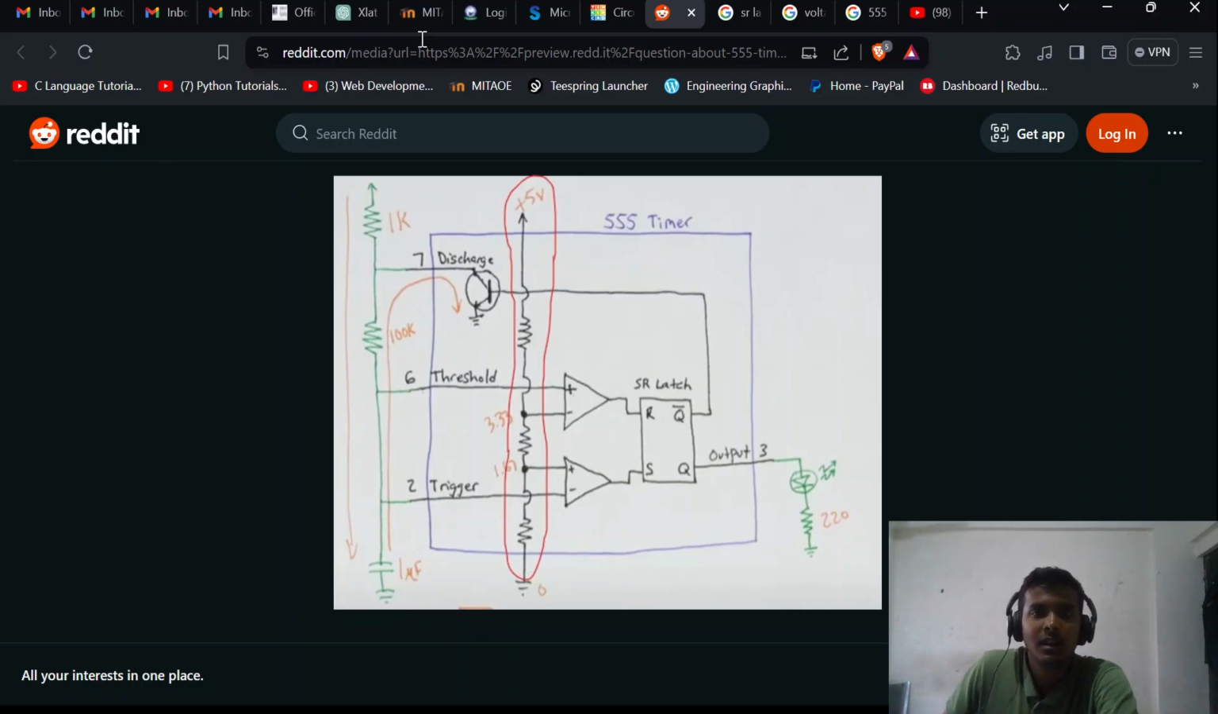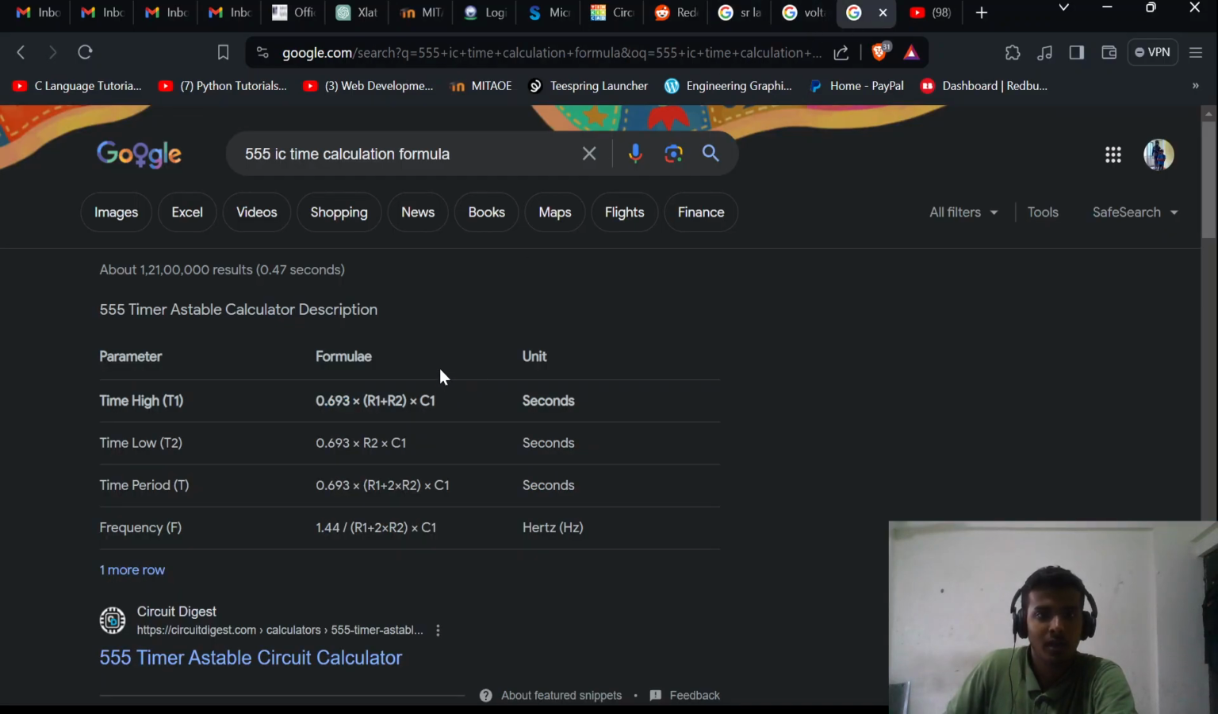Now, can we control this on and off timing? Yes, we can, obviously, because if we are not able to control the on and off timing, then there's no application. If I need a faster clock, I can't make it go fast, so what's the point, right? So in order to control the timing, we have a formula.